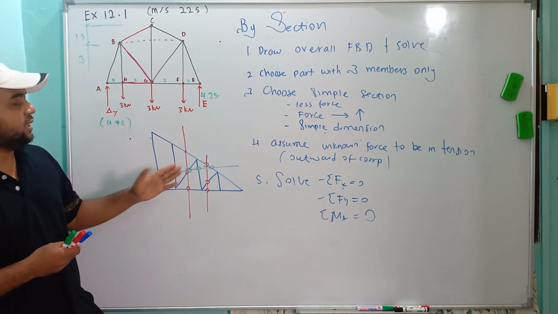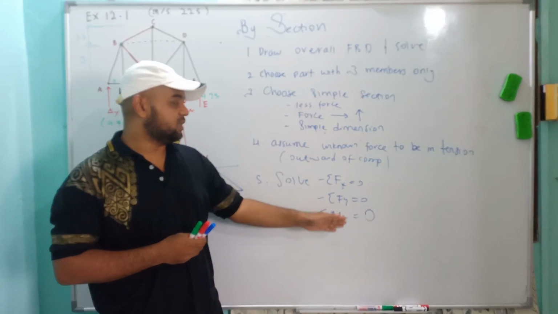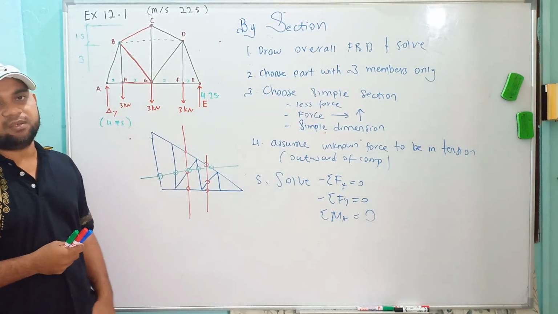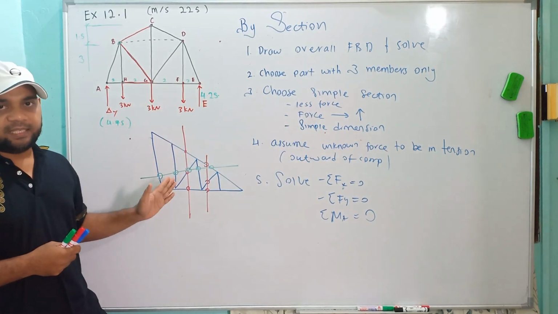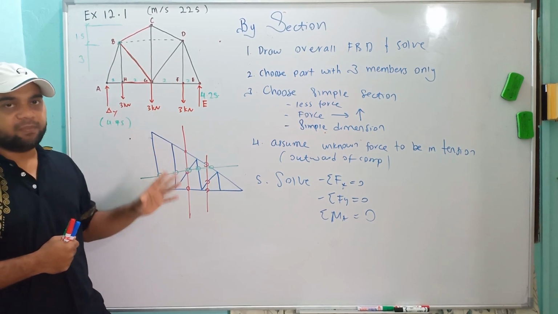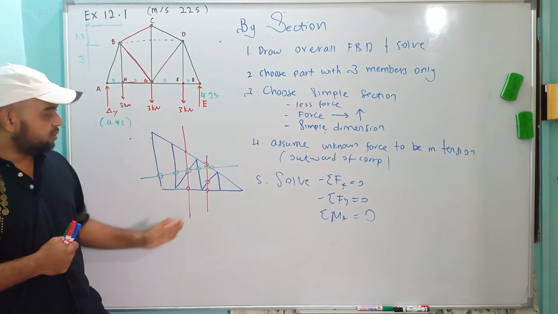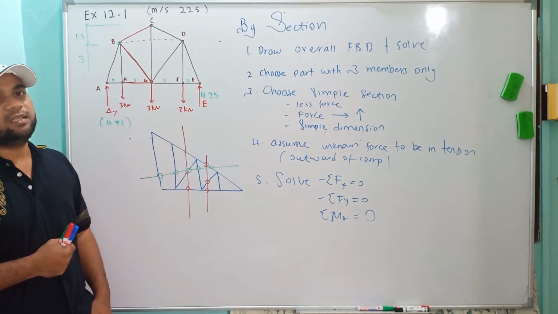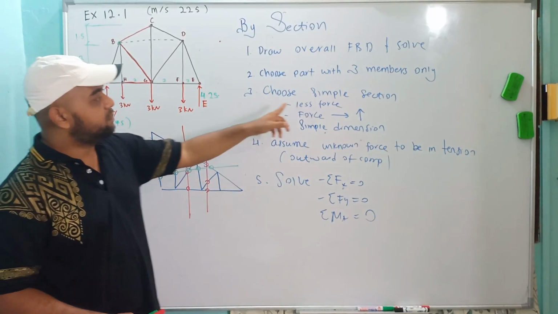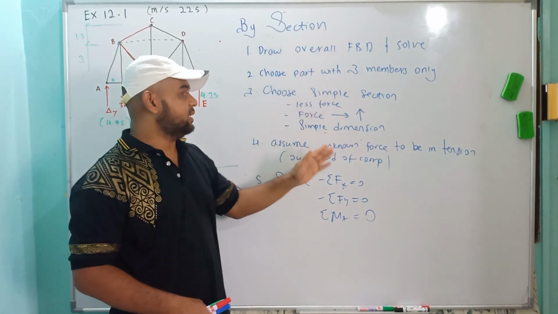The reason is that when you cut the component and want to solve, you will have to use these 3 equations: sigma Fx, sigma Fy, and sigma moment. If you have more than 3 members, you will have more than 3 unknowns, because the force inside is the unknown. If you have more than 3 unknowns, you cannot solve. So in order to be able to solve, you must choose the cutting point that leads to only 3 unknowns. So you can cut, but you have to choose wisely. Choose a simple section, fewer forces in the x and y directions, and simple dimensions.